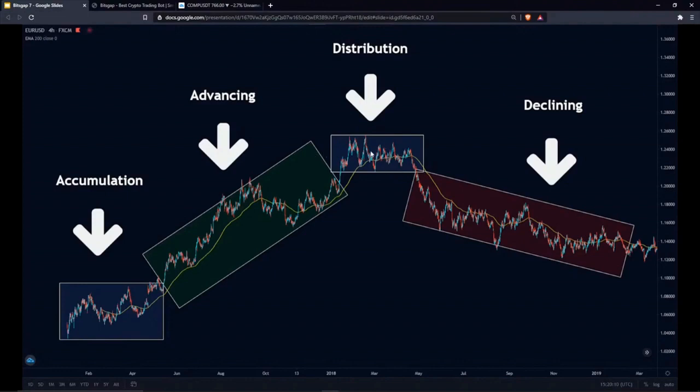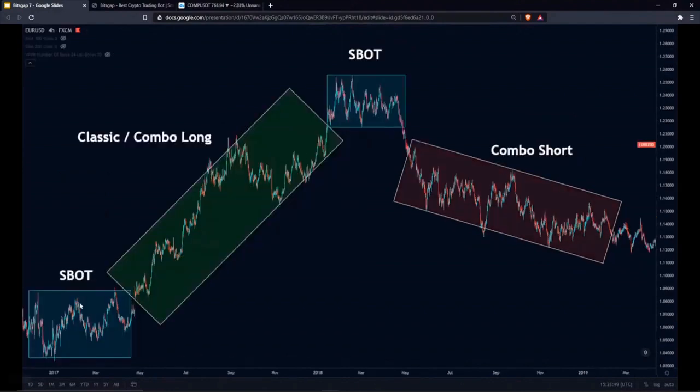This is where, again, sellers and buyers are fighting for the equilibrium price. So that's why, as you spot the distribution right after the advancing mode, this is where you can utilize the SBot, because we know that on the sideways market, SBot is the ultimate solution. Okay, so here we go, the SBot, classic bot, and the combo long.